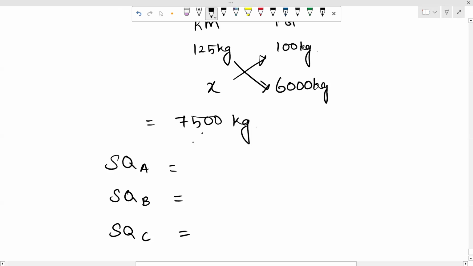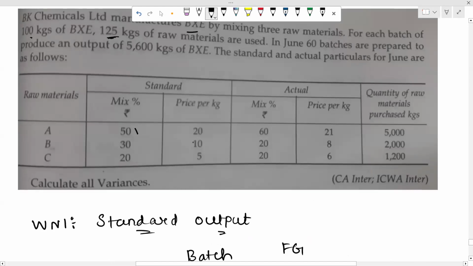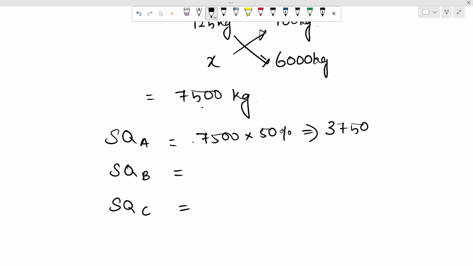So the 7500 is the total standard quantity, out of which the standard mix is 50% of A. So out of the total standard quantity, 50% is coming from raw material A. So 7500 is the 100 percentage, out of which 50% is coming from raw material A. So when we take 50% of 7500, we get 3750 kg. So out of this 7500 kg of raw material, 3750 kg of raw material A is expected to be used.